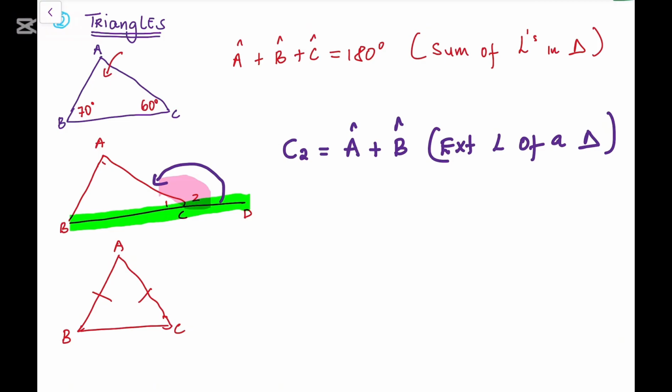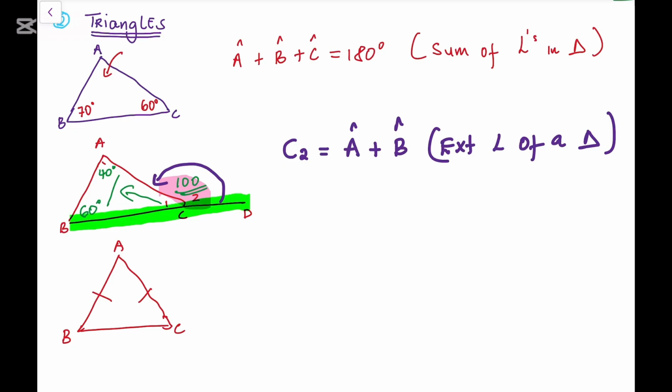C2 is equal to angle A plus angle B. So that means, for example, if your angle A is 40 and your angle B maybe is 60, then your angle C2 will be 100. If you add these two, the opposite interior angles, they will give you the exterior. So the exterior angle of a triangle is equal to the sum of the opposite interior angles.